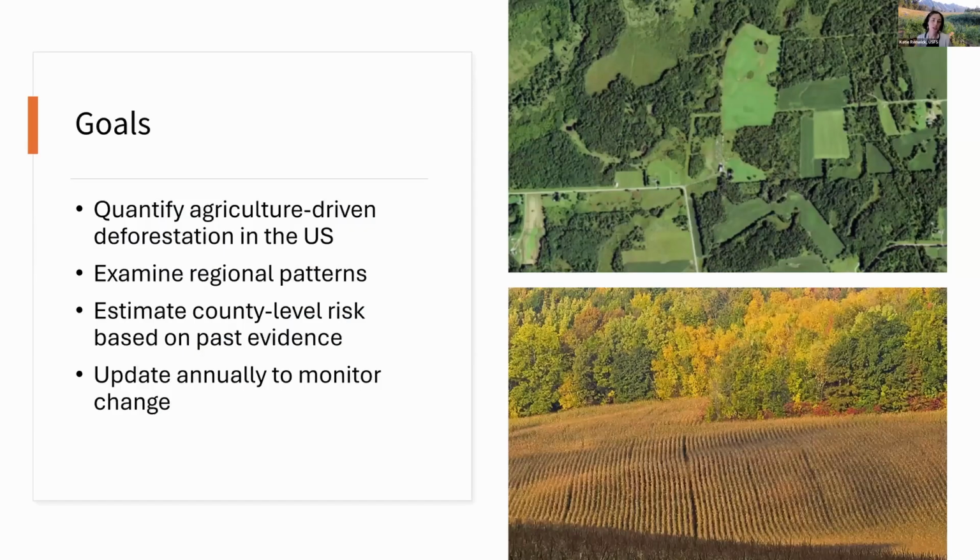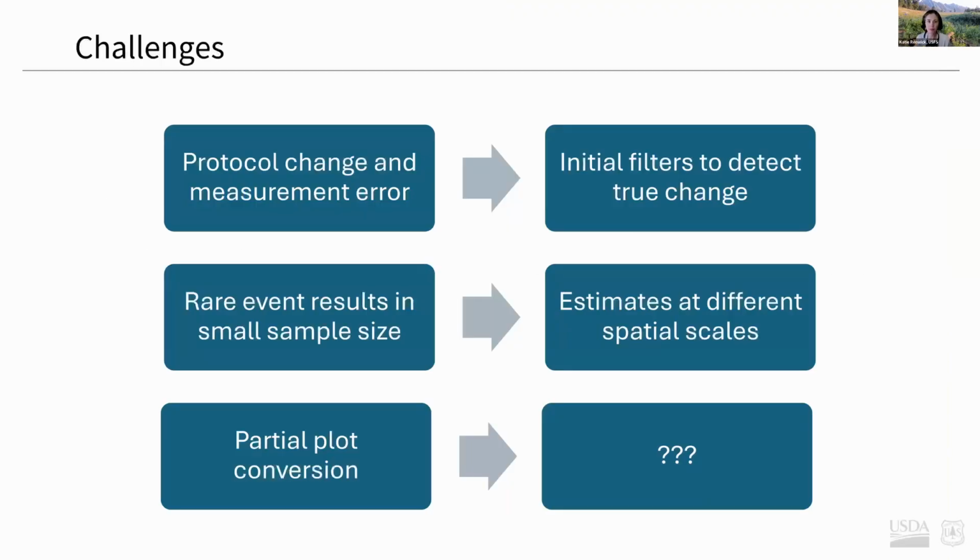So with that in mind, our goals for this analysis were to estimate the rate of past agriculture-driven deforestation for the US as a whole, examine any regional patterns, estimate the county level risk where possible based on past evidence, and finally, to design a system that makes it easy to update estimates annually as new data become available so that we can monitor change over time.